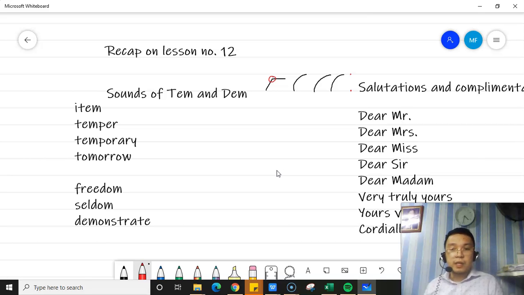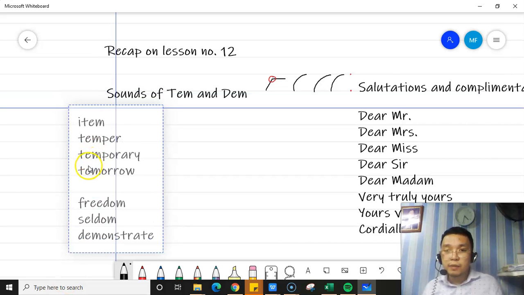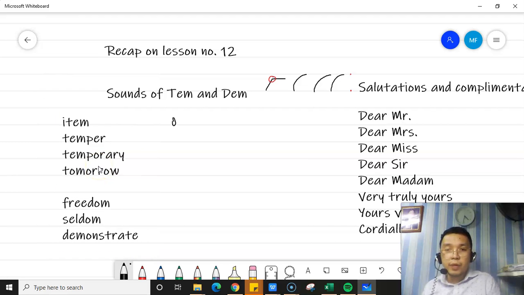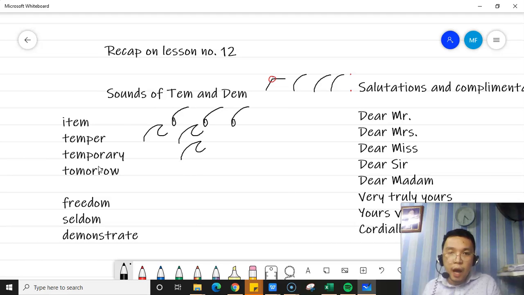Okay, let's start with the word "item." Let's move this a little bit. See, class? I, broken circle, then "them," item. Let me correct it. I, then "them," broken circle, then "them," temper. We have the PR for "temper," temp, then PR, temper. Temporary, so just simply PR. Of course, minor vowels omitted, then R and E.